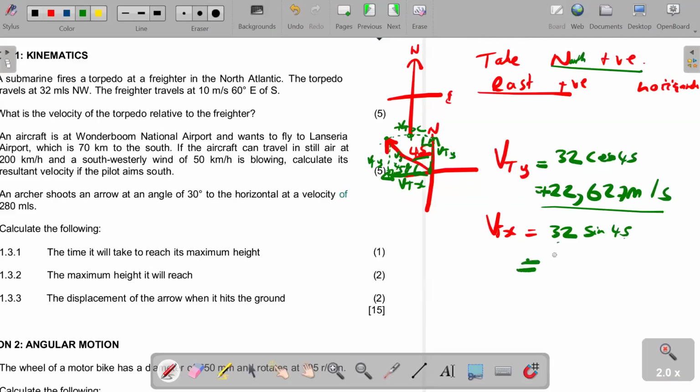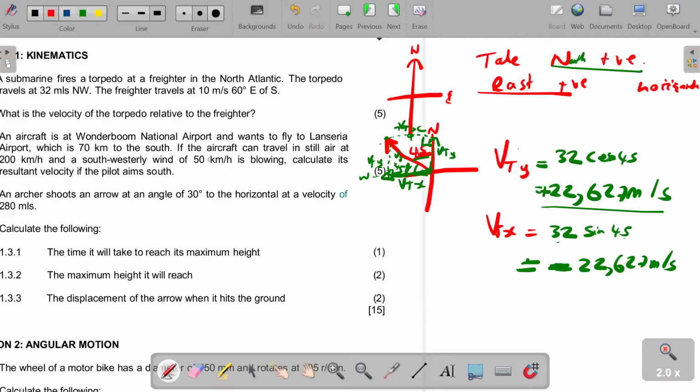But mind you, which direction are we taking? We are taking the west as the direction we have taken. But what did we choose as positive? We chose east as positive. Therefore, this is negative. Negative 22.627 meters per second. Now you see where the negative is coming from. It's coming from the direction that we are taking from the tail towards the head. So in that regard, we now have the vertical component and the horizontal component of the velocity of the torpedo.